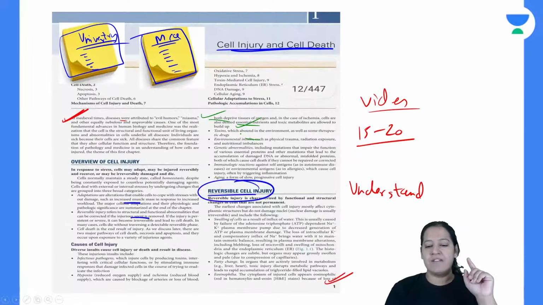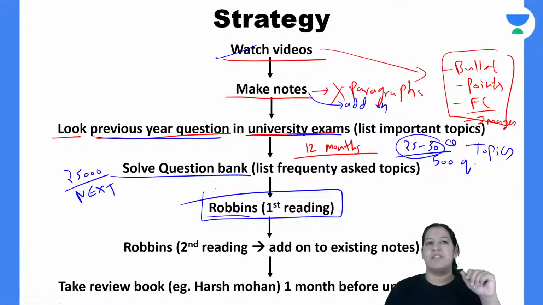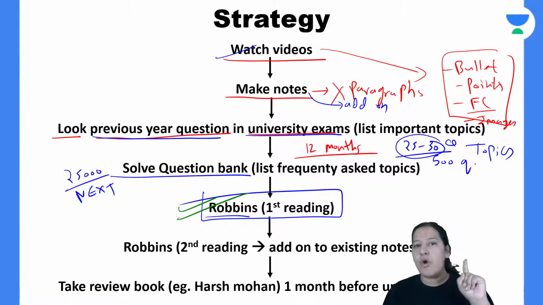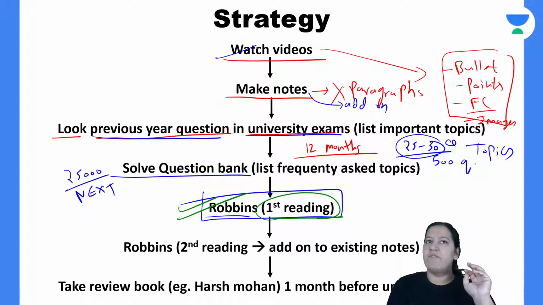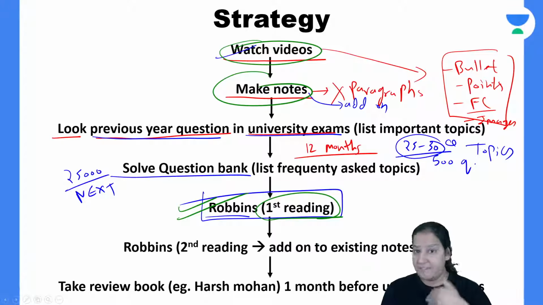So this was our strategy. Now, where is our strategy? Just a second. So this is our strategy. We have started Robbins. Robbins first read. Some students do only one read of Robbins, and if they watch the videos properly and make their notes before coming to Robbins, they get Robbins in the first read only. But most of the students, including me, I didn't get Robbins in the first read.